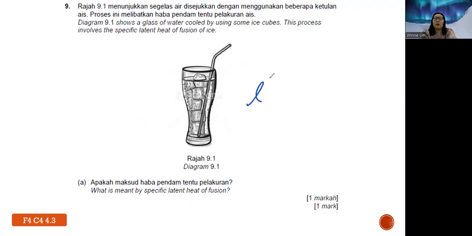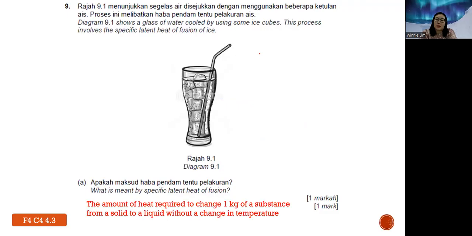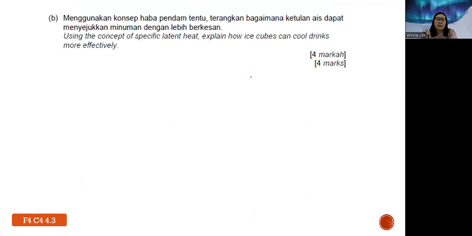We have this formula also, Q equals ml, L equals Q over m. So teacher will say you start off with heat energy needed to what? Now in this case, ice becomes liquid, melt. Heat needed to change 1 kg of substance from solid to liquid or vice versa without change in temperature. So this is the definition of latent heat of fusion. Okay, move on. Using the concept of specific latent heat, explain how ice cube can cool the drink more effectively.